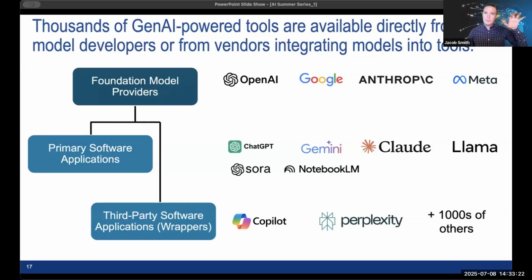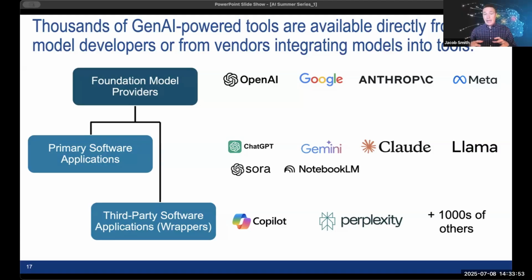There are the companies that are developing these foundation models. The big tech companies are really some of the only ones that have access to the resources required to do that: the massive data centers, the compute, the money in order to buy all of that, the energy required for all of that. These model providers also do provide primary software applications, applications that are built on top of those models to allow users to interact with them.